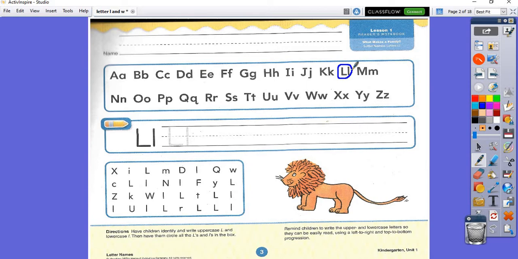Then we are going to write letter L. Letter L is very easy. We are starting from first line. Make straight like one and make the leg like this. Very good. Then write again the lowercase L. Write one like this, one straight. This is letter L. Sound is L. Letter L. Sound is L.